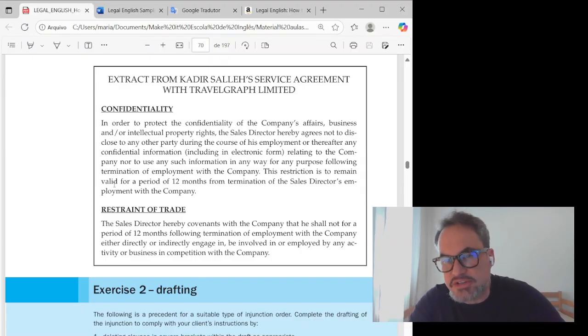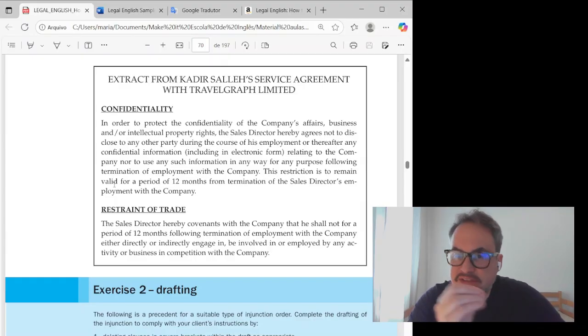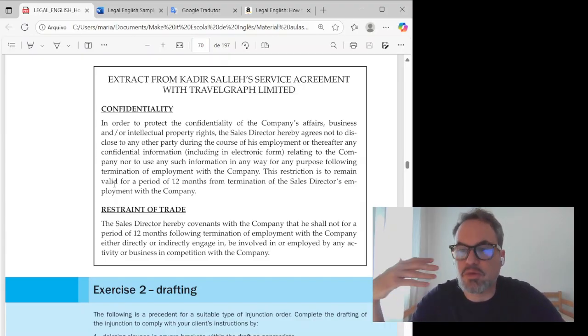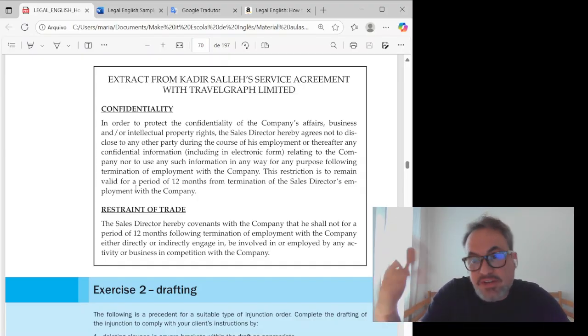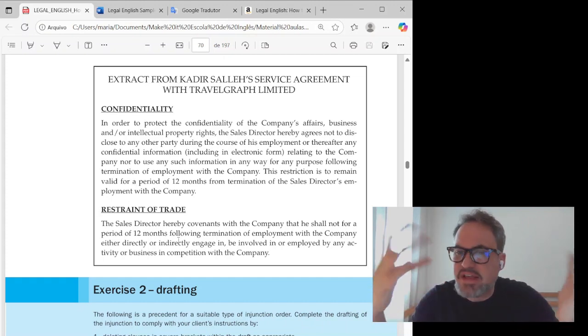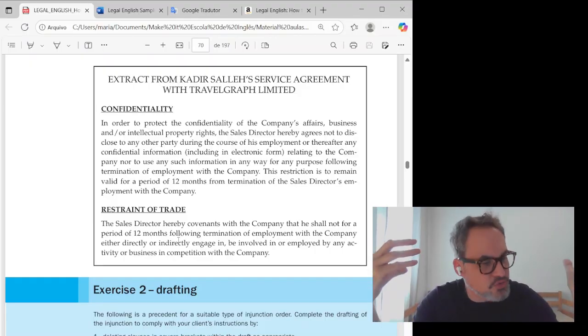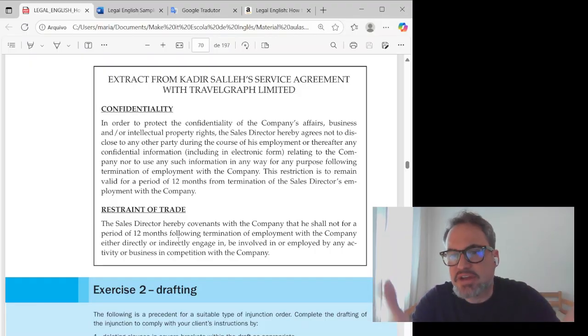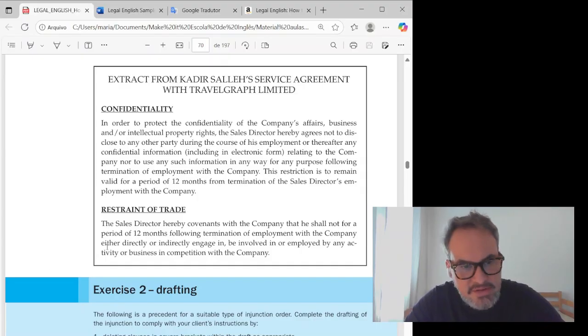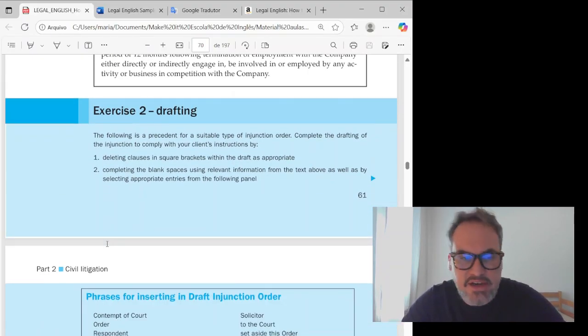So this second clause here, the second covenant here, prevents him not only from giving information, but also from working for another company, right? A competitor, a rival company. So he couldn't get a job in another company for a period of 12 months. This first exercise was only a reading exercise to understand the case and to understand the covenants, the most important covenants here in this agreement. All right. And so we are going to the second exercise, which would be drafting this injunction order. So let's go on.